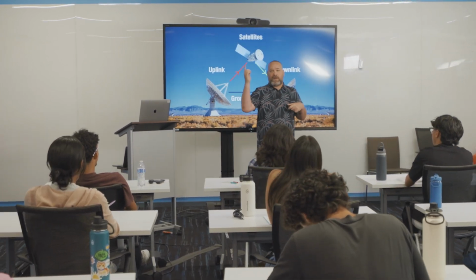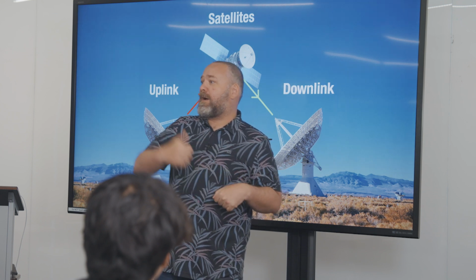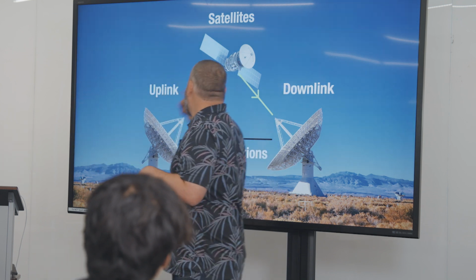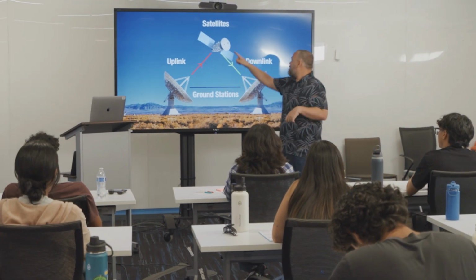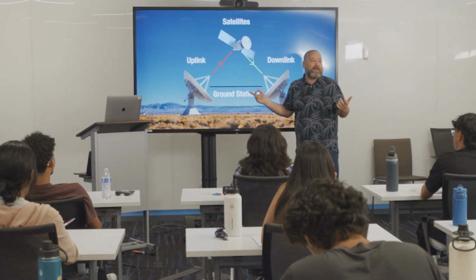This is a really great example of how satellites work when they're on orbit. They take a signal from Earth, it travels up to the satellite, we call that the uplink, and then that signal's bounced back down to Earth to the receiver. We call that the downlink.